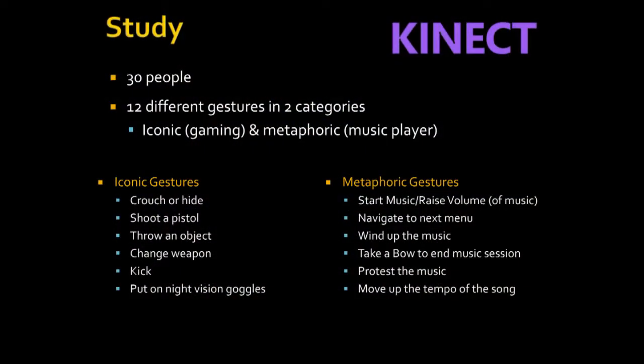So we conducted a study with 30 people, and we told them that we are collecting data for 12 different types of gestures. And these are two categories of gestures. Iconic gestures, which everybody knows about, like hide, shoot a pistol, throw an object, change weapon, and so on. And then some gestures which people would not really know about, things like raise volume or navigate to the next menu. People don't generally associate particular movements with these gestures.